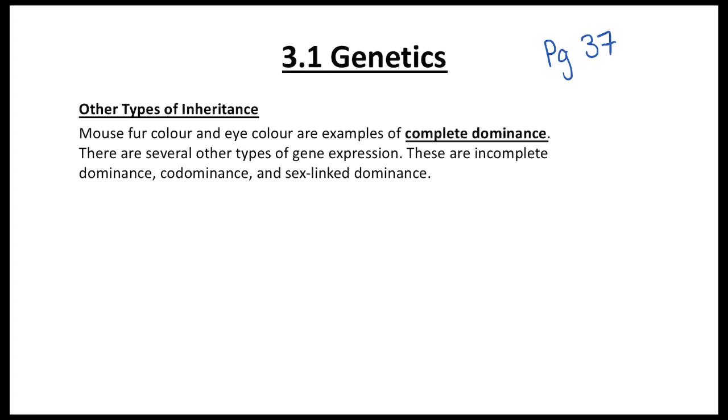So other types of inheritance. Mouse fur color and eye color are examples of complete dominance. There are several other types of gene expression. These are incomplete dominance, codominance, and sex-linked dominance. So we are going to talk through each of these one at a time, starting off with codominance.